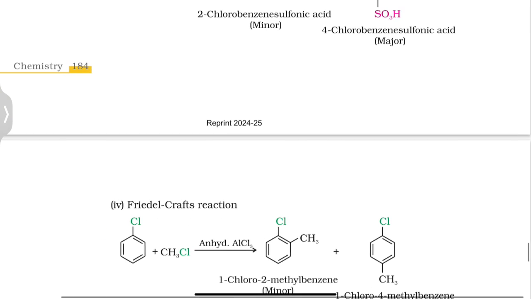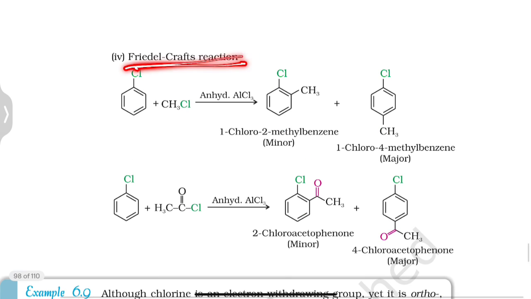So you can remember. Next is Friedel-Crafts reaction. In the Friedel-Crafts reaction, you have two types of reagents, that is alkyl halide and acyl halide. Acyl halide is CH3COCl.